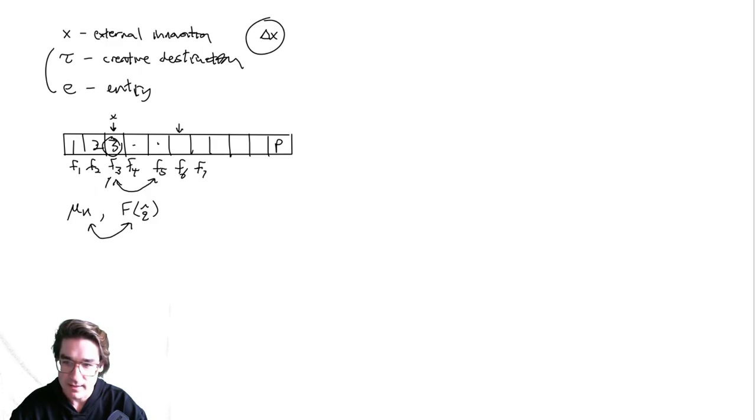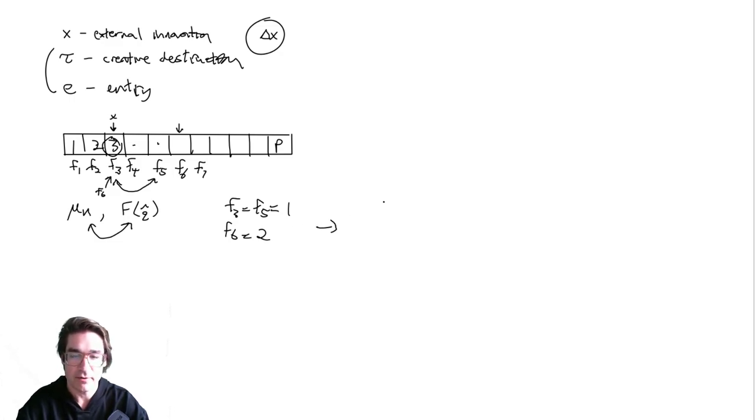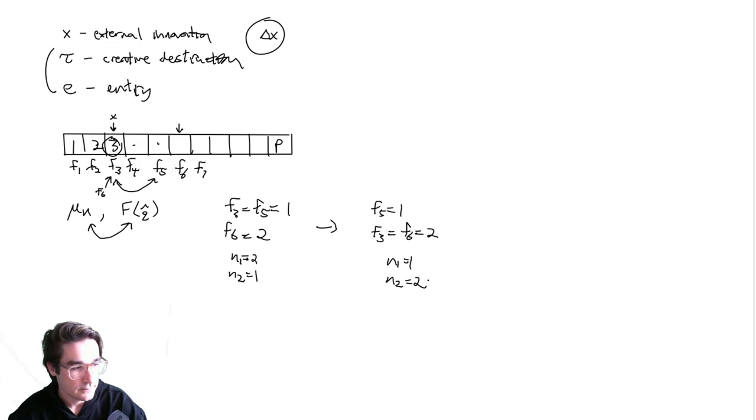Let's say that before, F3 was equal to F5 was equal to 1, and F6 was equal to 2. Now we move to F5 equals 1 and F3 equals F6 equals 2. Which is to say that N1 used to be equal to 2 and N2 used to be equal to 1. Now N1 equals 1 and N2 equals 2.